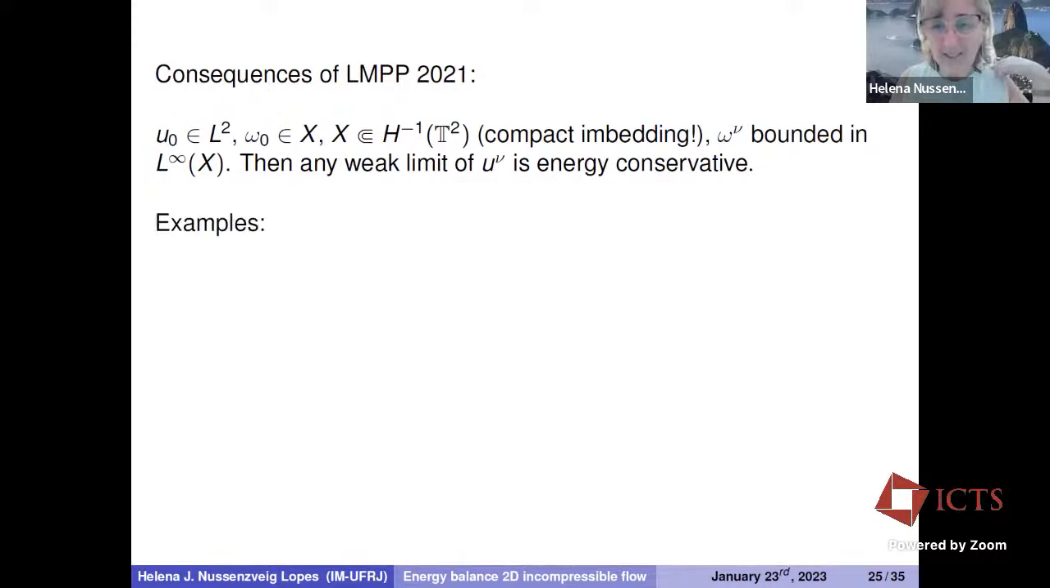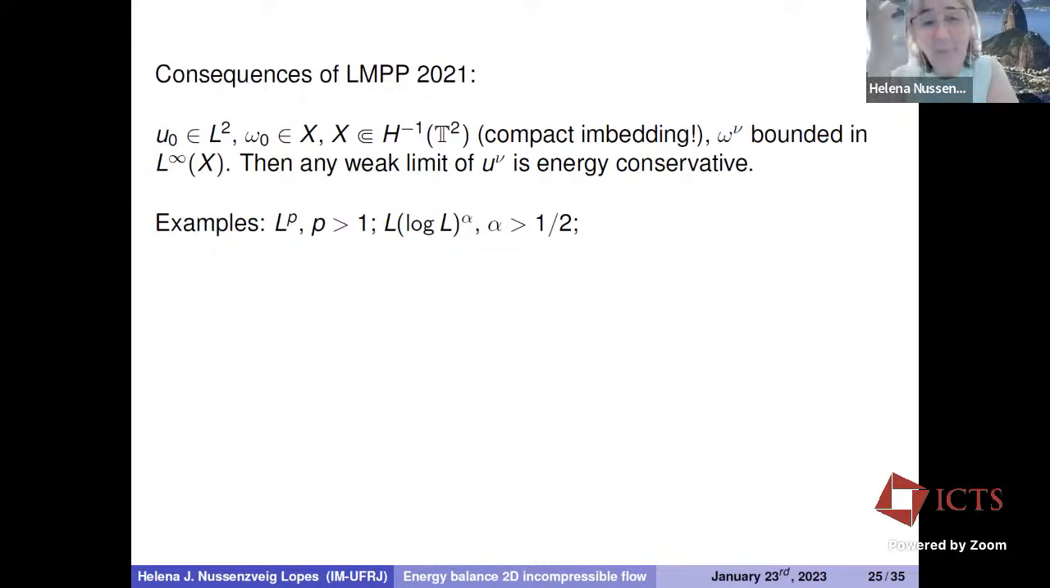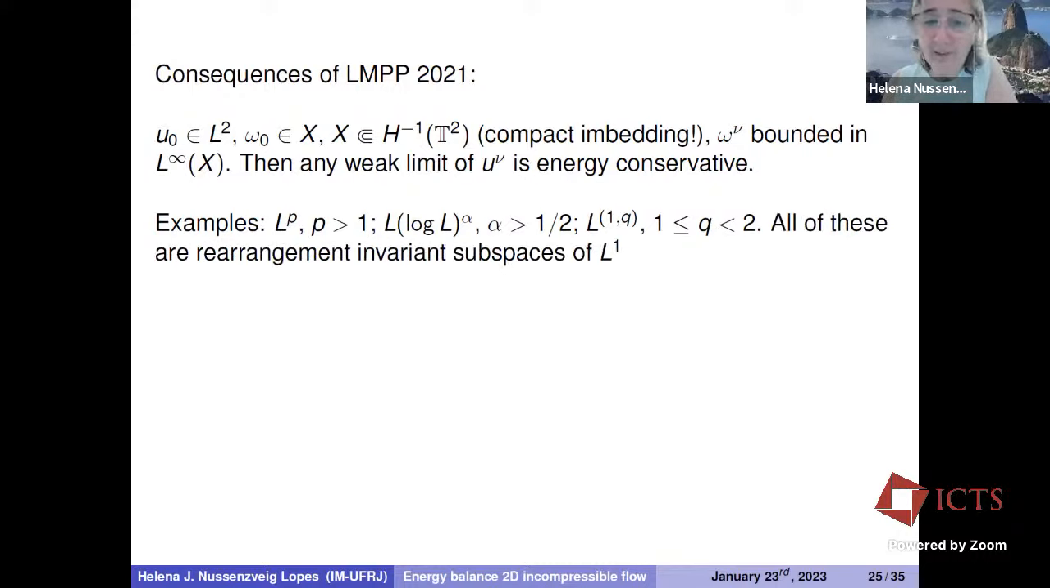Examples of such spaces X are L^p for p greater than 1, and therefore our 2016 result is a direct corollary of the LMPP result. L log L to the alpha for alpha greater than 1/2 is another space which is compactly embedded in H^-1. And the modified Lorentz space is L^{1,q} for q less than 2. All of these are rearrangement invariant subspaces of L^1, which are compactly embedded in H^-1.